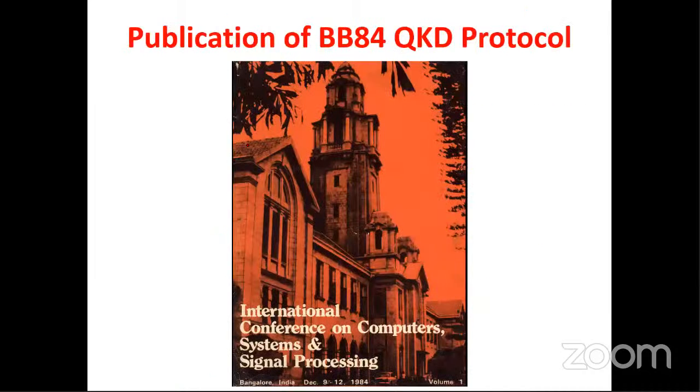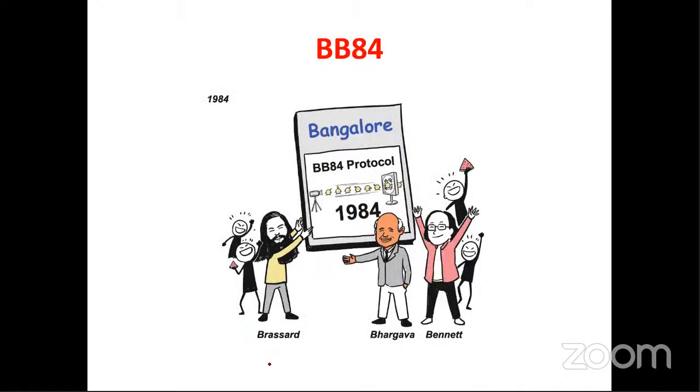So now let's start with the history of the BB84 protocol. BB84 was given by Bennett and Brassard in 84, and this happened at the International Conference on Computer Systems and Signal Processing in 84 in Bangalore. So see, the first conference where this QKD protocol was proposed was held in Bangalore, and the proposal was given by Brassard and Bennett, and this event was organized by Professor Bhargava at IISc.